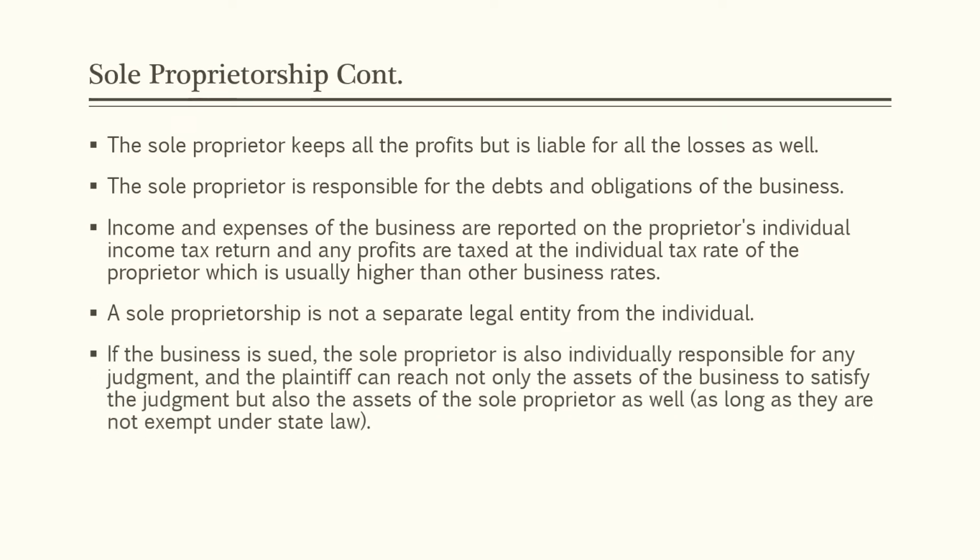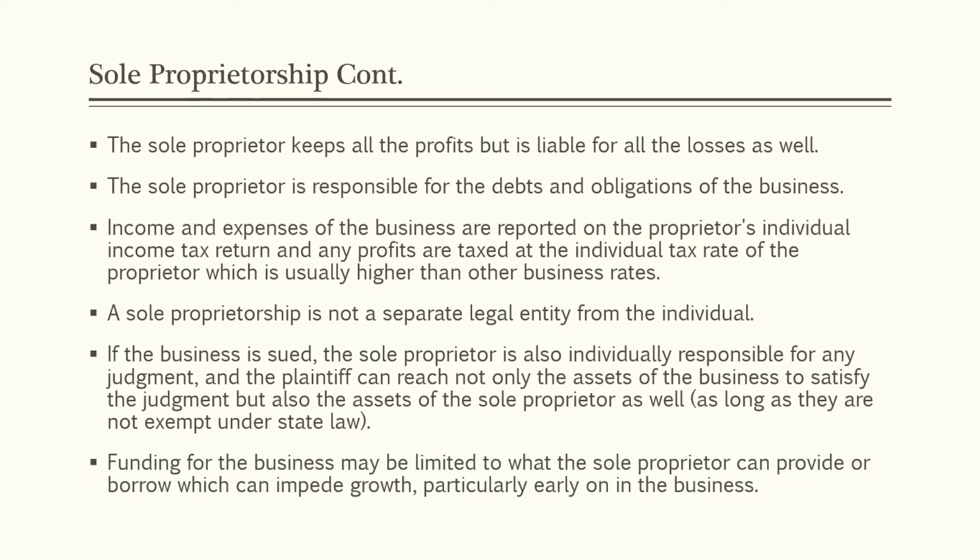If the business is sued, the sole proprietor is also individually responsible for any judgment, and the plaintiff can reach not only the assets of the business to satisfy the judgment, but also the assets of the sole proprietor as well, as long as they're not exempt under state law, and Kansas does have exemptions like homestead for a primary residence that creditors can't reach. Funding for the business may be limited to what the sole proprietor can provide or borrow, which can impede growth, particularly early on in the business.